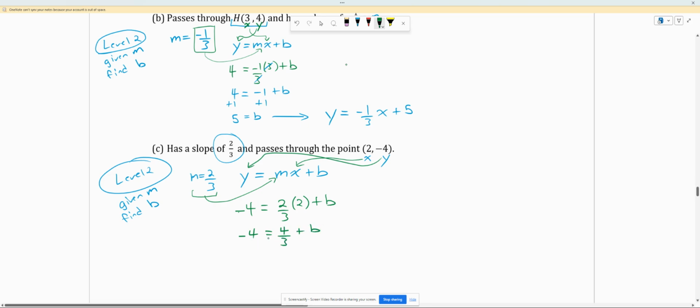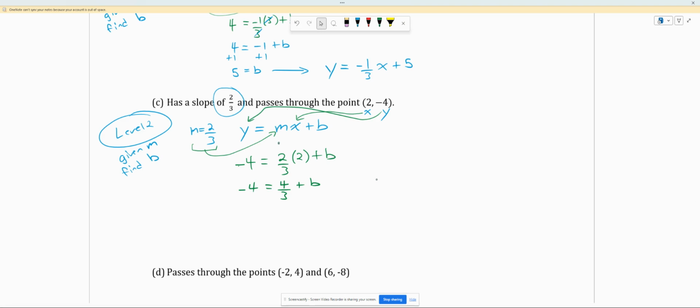Now, if you're comfortable with fractions, just keep it as fractions. We're going to subtract that over to the other side. So I'm going to show that method first. So I want to solve for b. So I'm going to subtract 4 over 3. And we're going to subtract 4 over 3 on both sides. Okay, that's going to allow this to cancel.